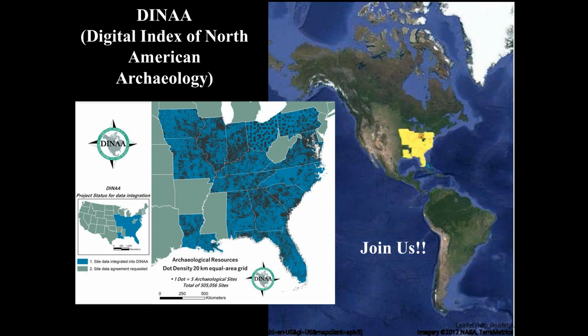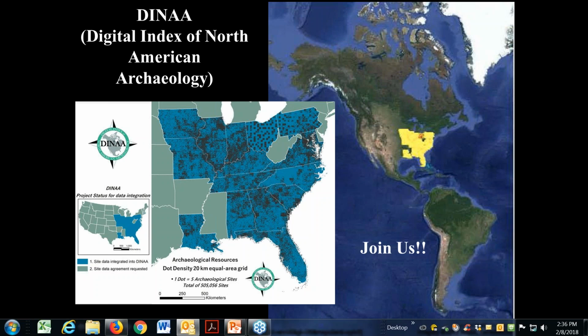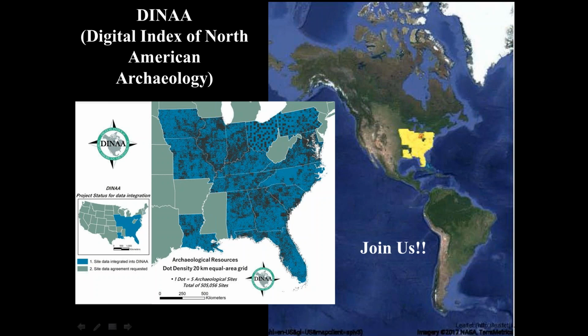So again, what Dave was saying, some states are sometimes changing their own internal information systems and migrating to different databases, and their data are in a state of flux, and some site file managers feel that their data aren't ready yet for a public release in a form like DINAA. So that's part of the issue, and I think that's probably the case in the state of Mississippi, if I remember correctly.